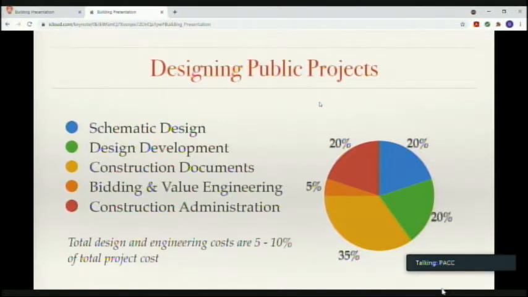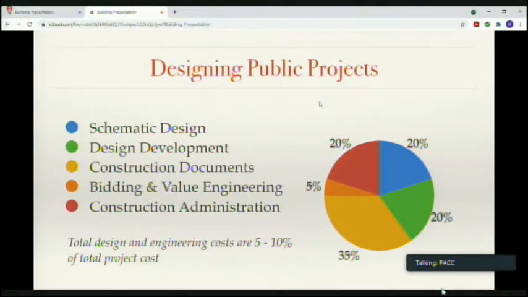So this next slide just speaks to how we design public projects here in Massachusetts, and this is based on Mass General Law. And so in Massachusetts, all public projects go through this 5-step process. Schematic design and design development phase can be combined into one step.